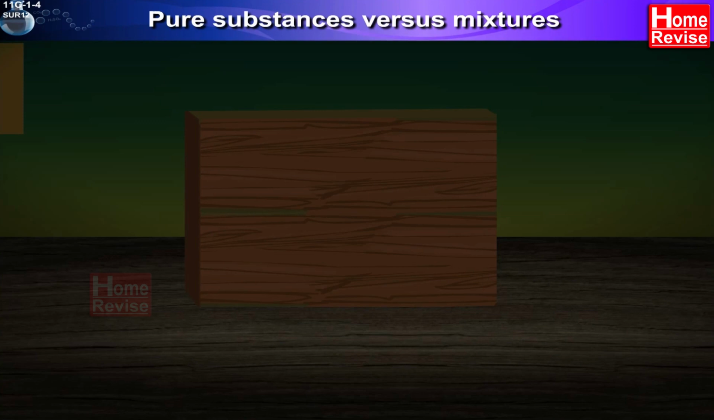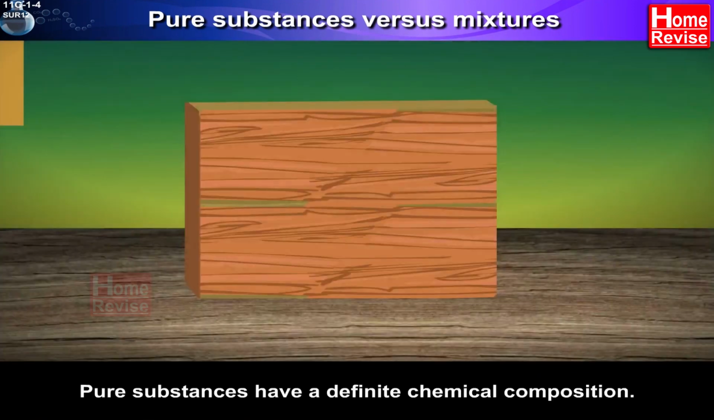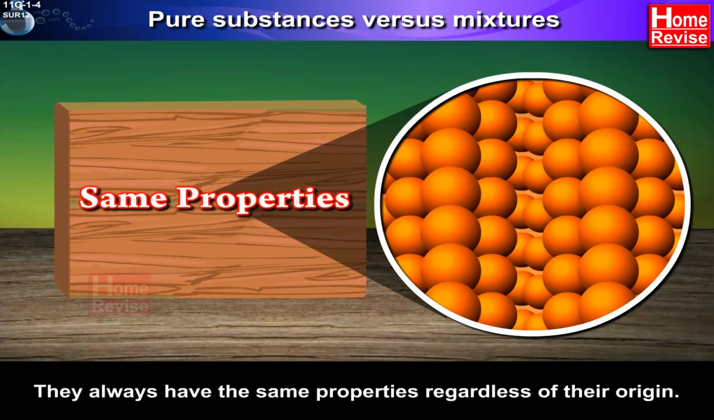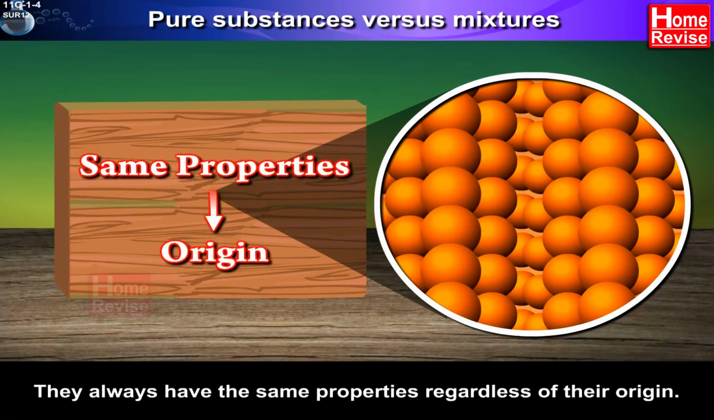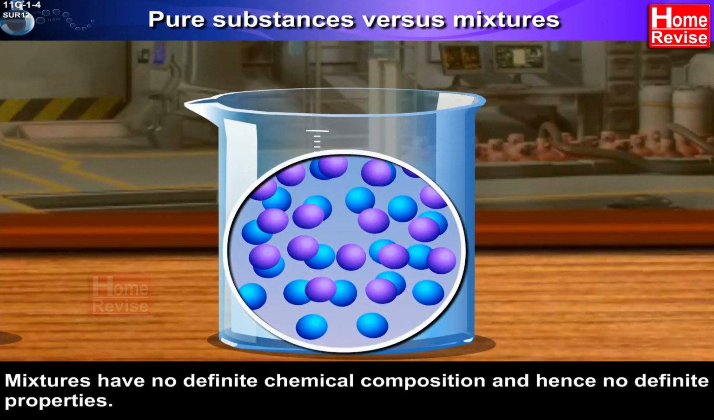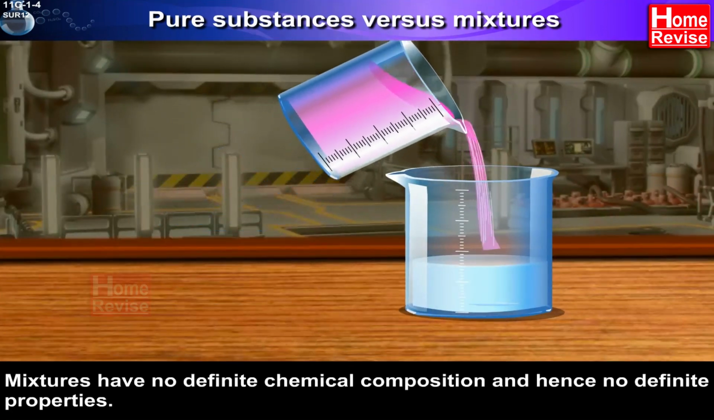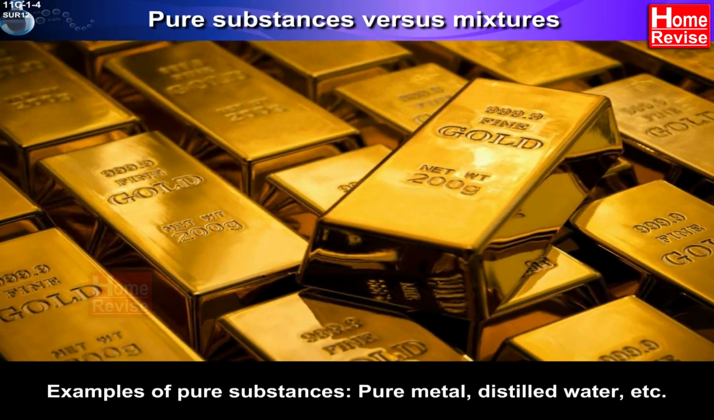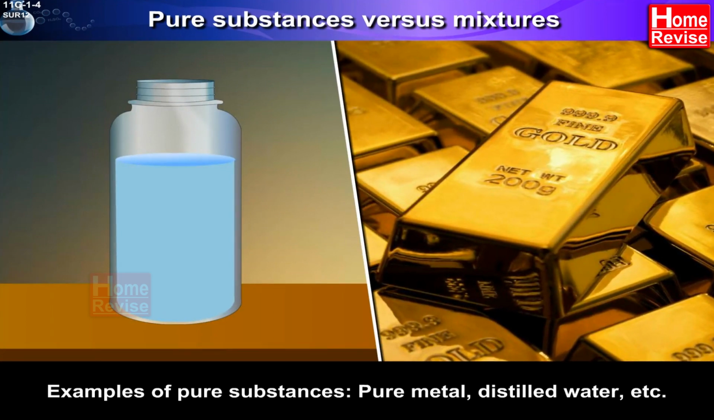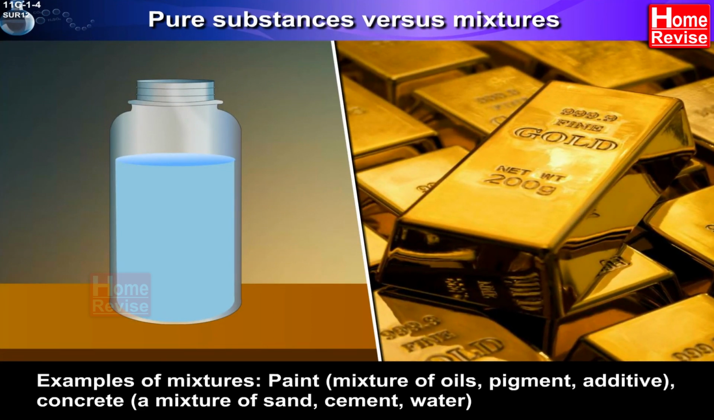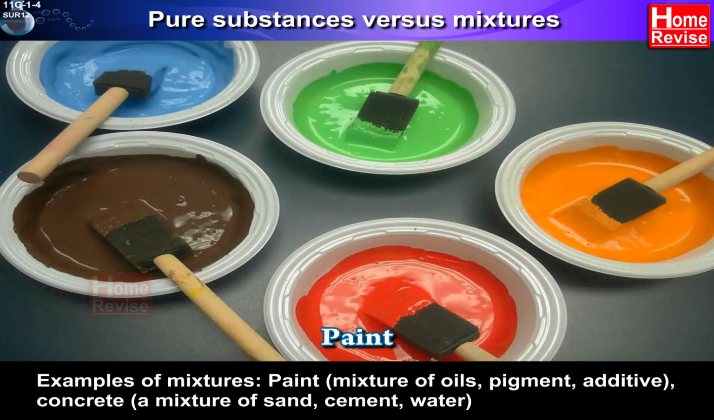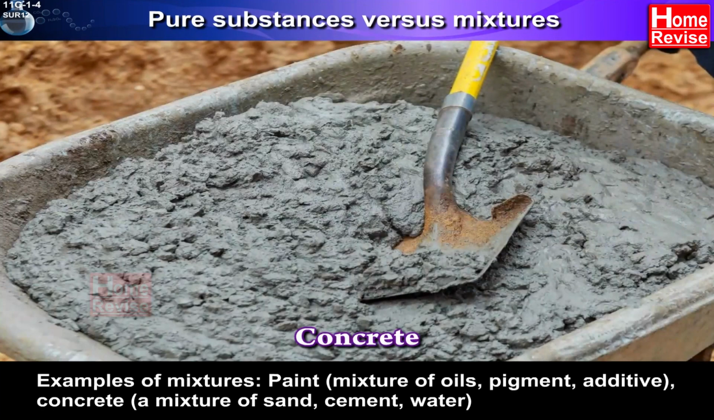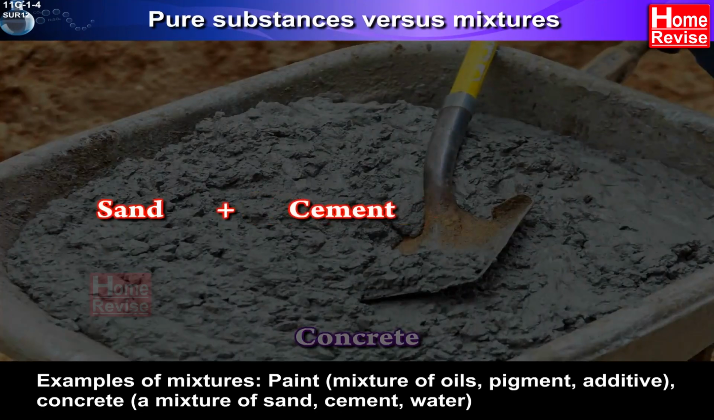Pure substances versus mixtures. Pure substances have a definite chemical composition. They always have the same properties regardless of their origin. Mixtures have no definite chemical composition and hence no definite properties. Examples of pure substances: pure metal, distilled water, etc. Examples of mixtures: paint, a mixture of oils, pigment, additive. Concrete, a mixture of sand, cement, water.